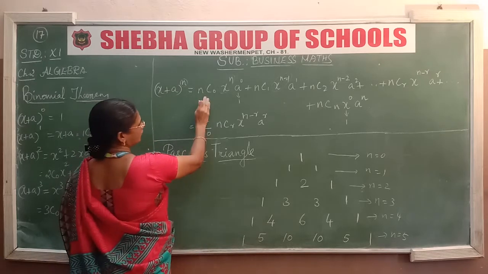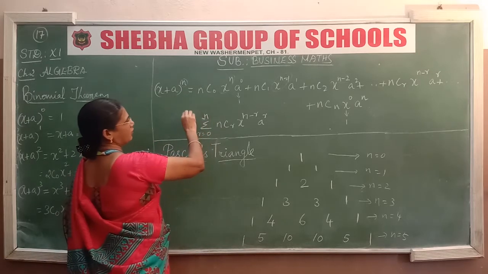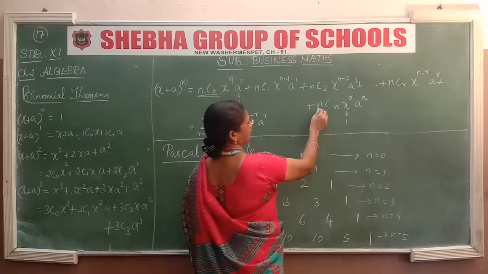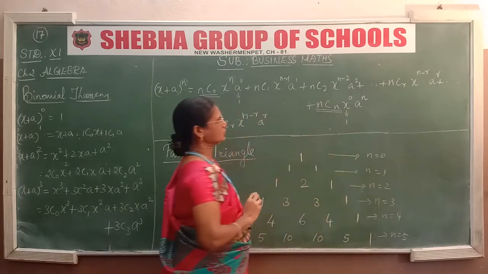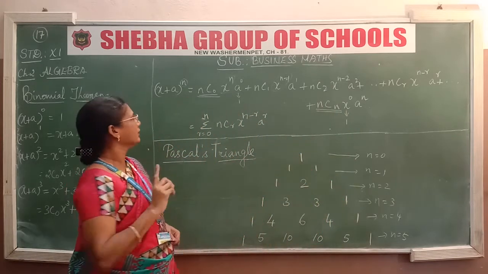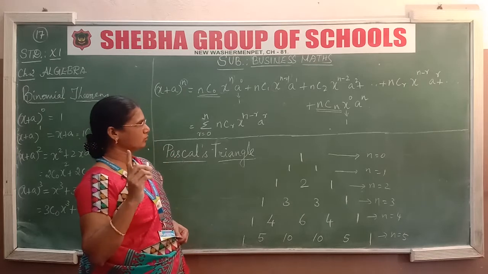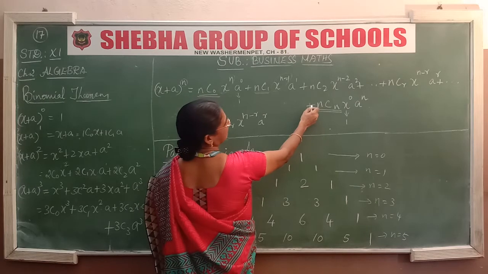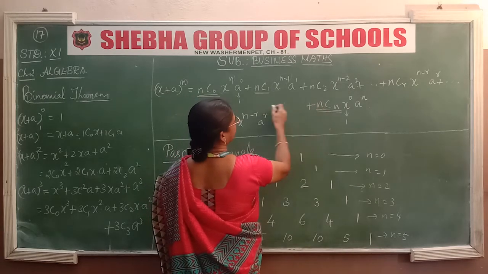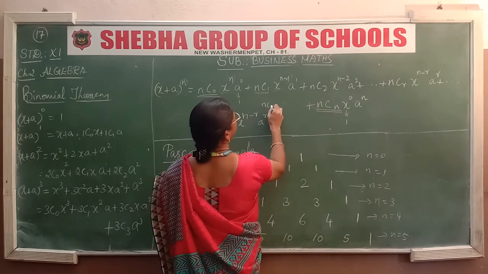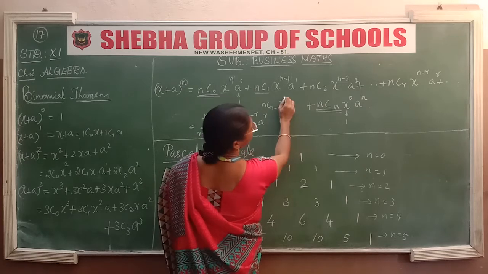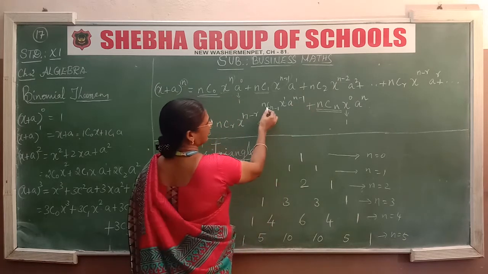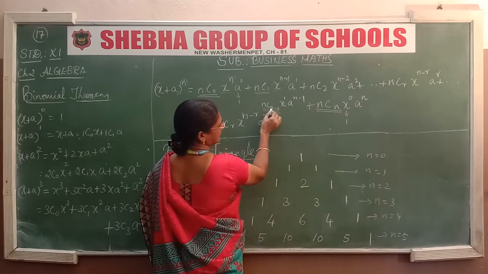And listen, also in this formula our first coefficient is nC0 and the last coefficient is nCn. These two are equal to 1. Similarly, this is nC1 and the term before the last is what? nC n minus 1 x power 1 into a power n minus 1. Listen, the coefficient is nC n minus 1.